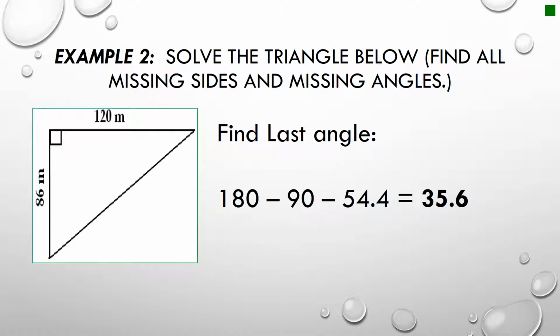So once I know that this was 54.4 here, I just took 180 minus our 90-degree angle and the 54.4 to find the missing angle of 35.6. Now, if you didn't get those answers, please ask me and I can help you. Again, you might not have done exactly the same as I did, which is perfectly fine. And so now we're going to complete the assignment and ask if you have any questions.